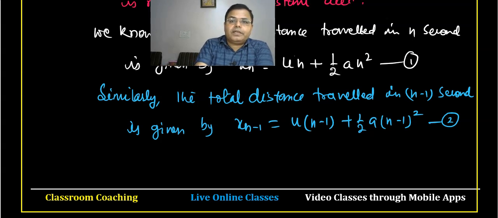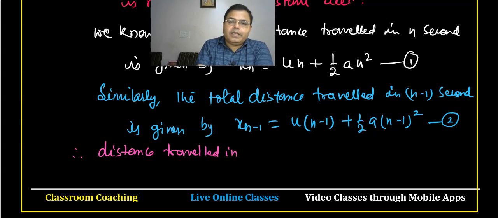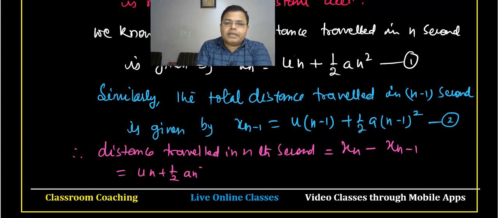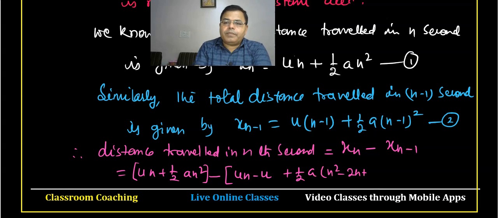therefore the distance traveled in nth second is given by total distance traveled in n seconds minus total distance traveled in n minus 1 seconds. If you subtract these two, then you will have un plus half a n square minus u n minus u plus half a n square minus 2n plus 1.